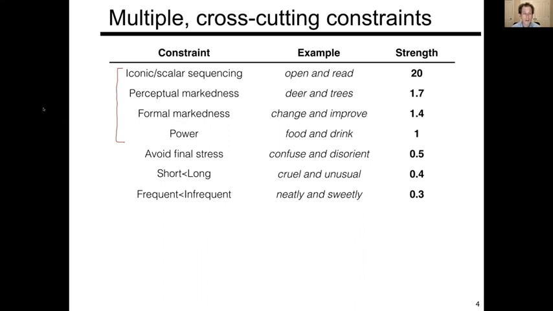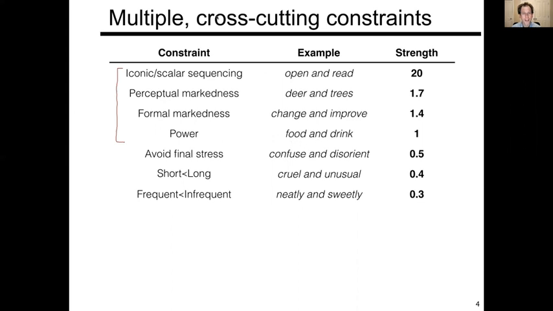Formal markedness, more general meanings come before more specific meanings. So for the case of change and improve, improving is a kind of changing. And so people tend to say this more general thing and then the specific thing after that. Power, what's socially more central or more powerful tends to come first. So in a meal, food and drink, food is the central thing, drink is sort of the side thing, so you generally say food and drink, not drink and food.